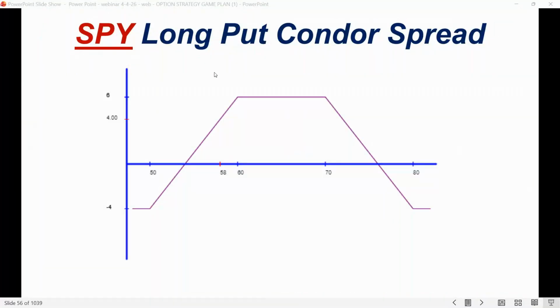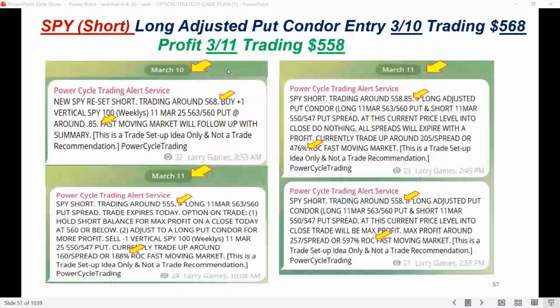And here's just another example. This is a long put condor using SPY. And so this was another alert trade setup. I won't go through the details here, but this was adjusted. This started out as a put debit spread, and then we adjusted, reduced the risk, and reduced our theta decay by adding a bull put credit spread, adding just a put, and made this into a put condor, okay? So this was a really cool trade.